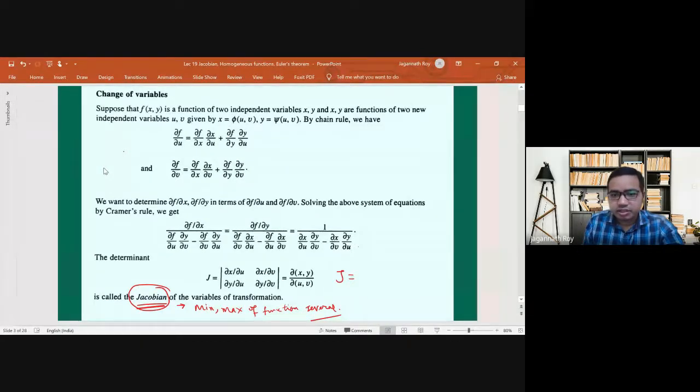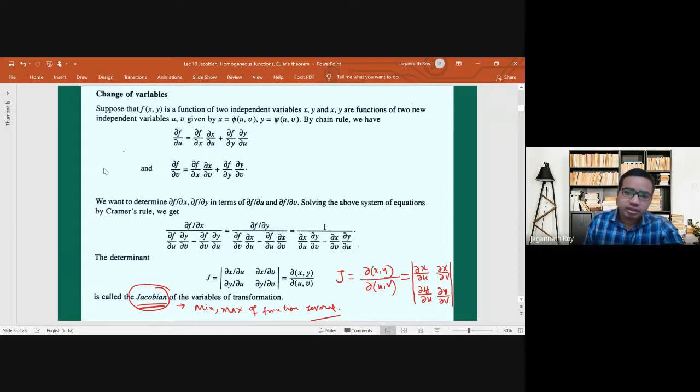So this is actually defined by, okay, J is defined by this one. J of x, y with respect to u, v. This is the determinant of del x del u, del x del v, del y del u, del y del v.